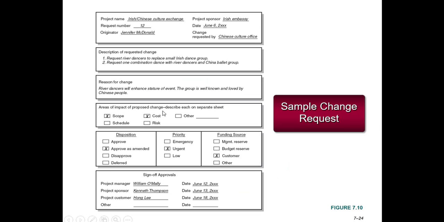This is a sample change request document that would be kept and issued and signed off on by different people. At the bottom here it shows the sign-off approvals by the project manager, the project sponsor, and the customer.